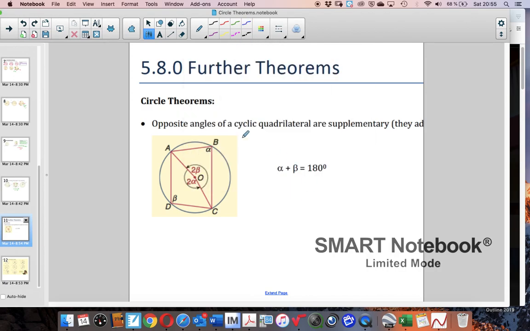So this one is called angles in a cyclic quadrilateral, okay? Quadrilateral, you know, is a four-sided shape. Cyclic means that it's right on the circle, all 4 points.